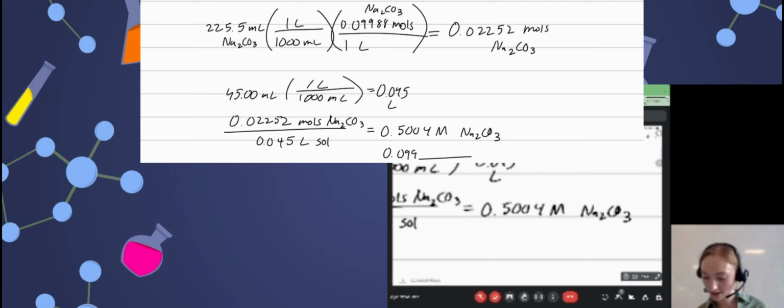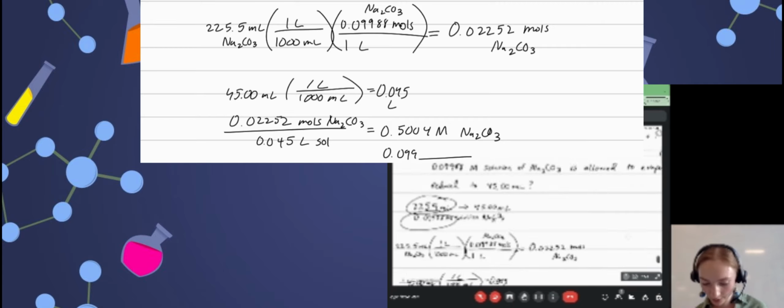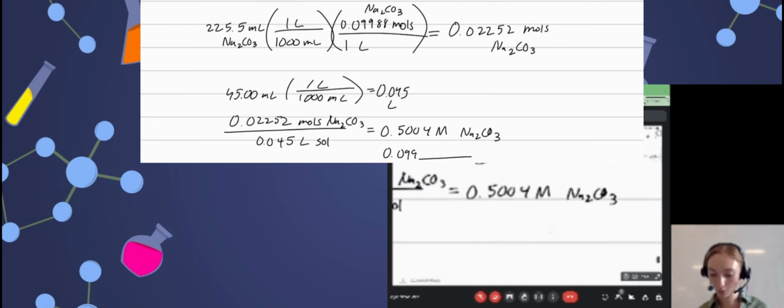So as we can see, the original molarity that we worked with was, I believe, 0.099 and so on. So dividing how much we have of the new concentration by the original concentration, it's actually 5 times the amount. So in this problem, the concentration was increased 5 times when it was evaporated.